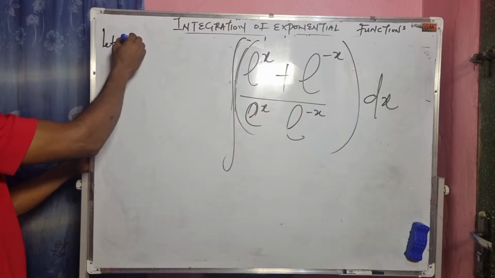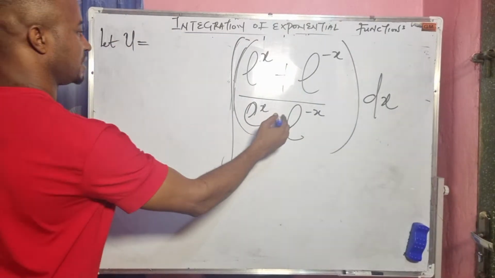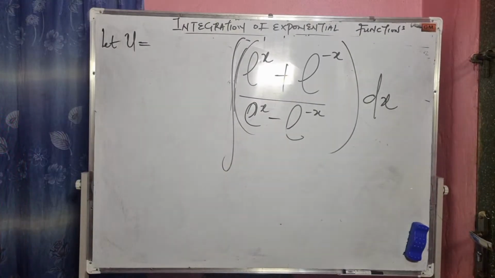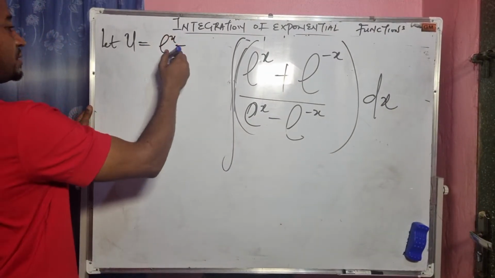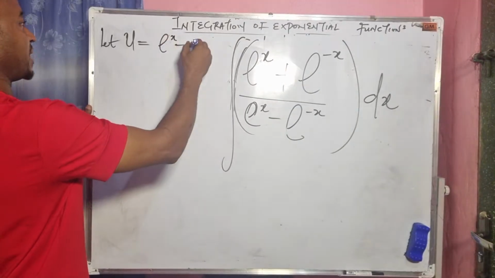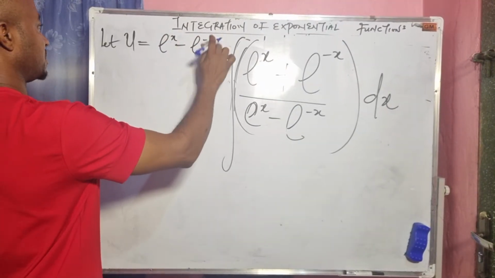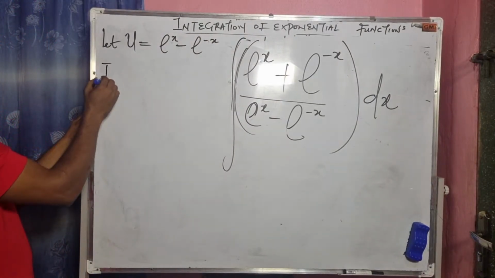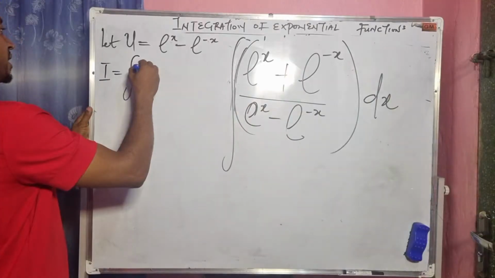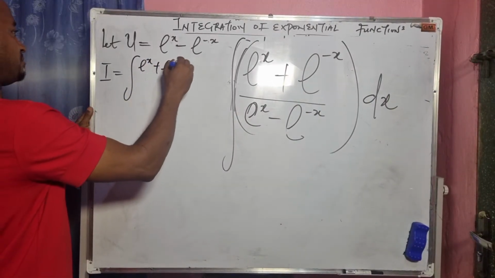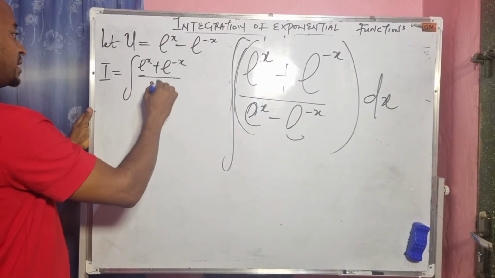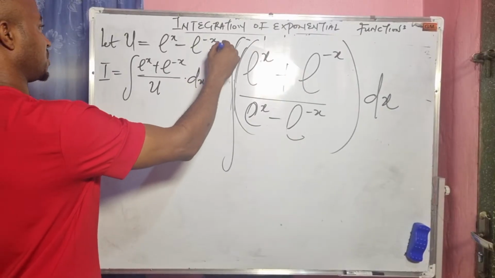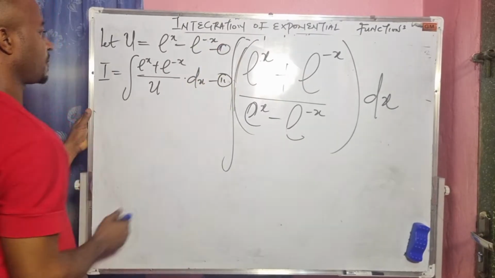We say let u equal this. Here we have a minus sign. So u equals e to the x minus e to the minus x. Here our I becomes the integral of e to the x plus e to the minus x, divided by u, dx. This is equation 1. This is equation 2. So I will differentiate this.